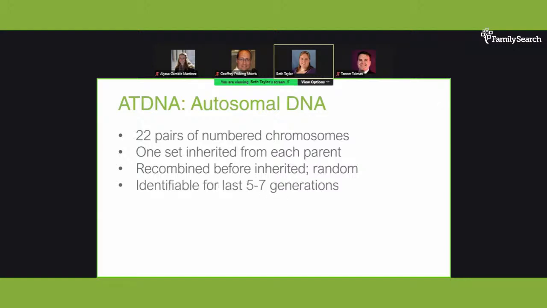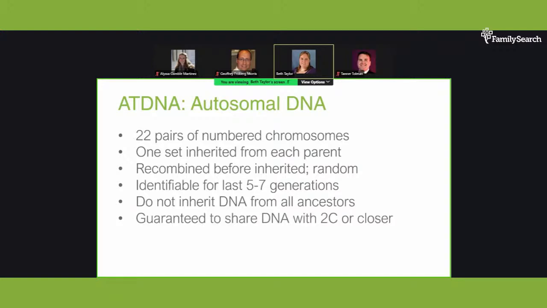Autosomal DNA is useful for the last 5 to 7 to maybe 9 generations, but the more generations you go back in time, it's a little bit harder to use. And keep in mind that as you go backward in time, you just cannot have DNA from all of your ancestors. If you're going 10, 15 generations, you're only getting half at each level. And at some point, some of your ancestors fall off your genetic tree.